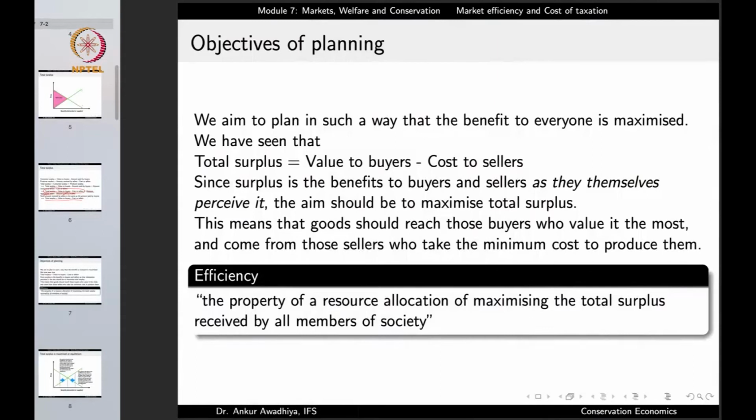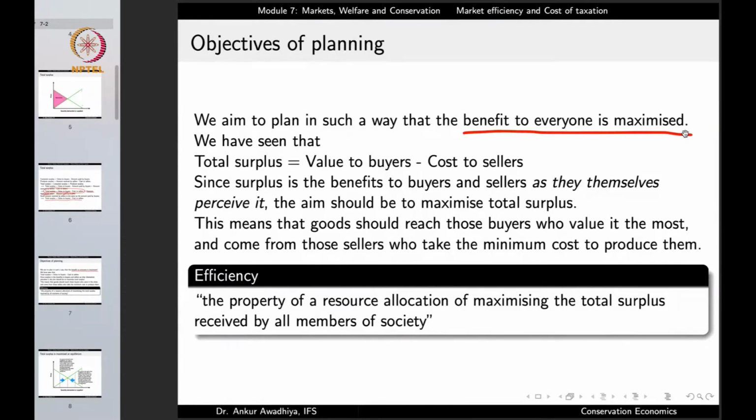But if we do not take anybody's side, we are not on the side of the buyers, we are not on the side of the producers, but we are on both of their sides, then what we'll say is, okay, let us see if we can increase the buyers and the producers surplus. What is the maximum that we can get? So that is a maximization of the total surplus. And that is an objective of planning. We aim to plan in such a way that the benefit to everyone is maximized. We are trying to maximize everyone's benefit, whether he or she is a buyer or a seller.